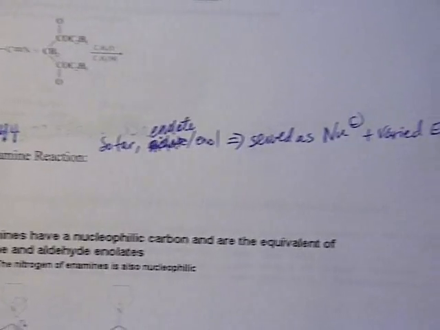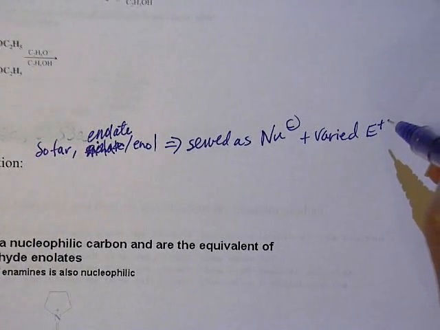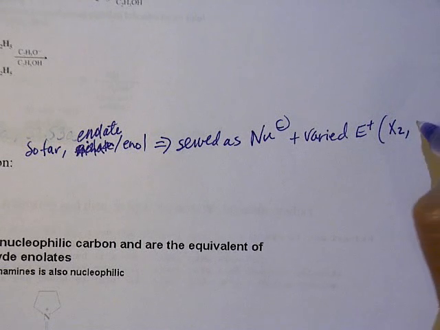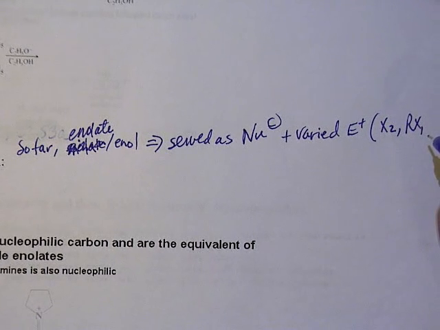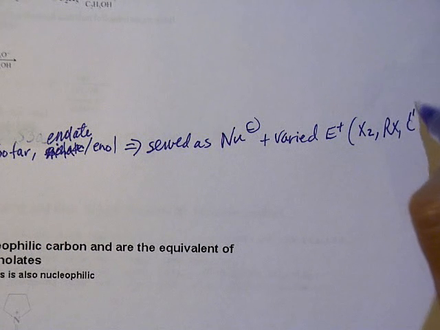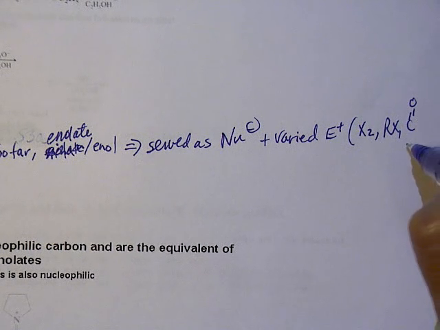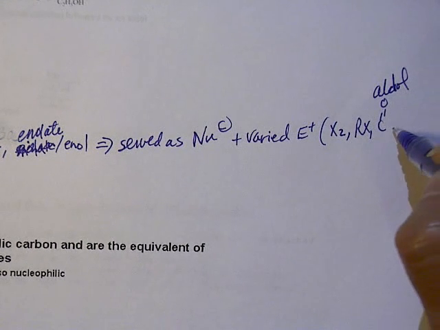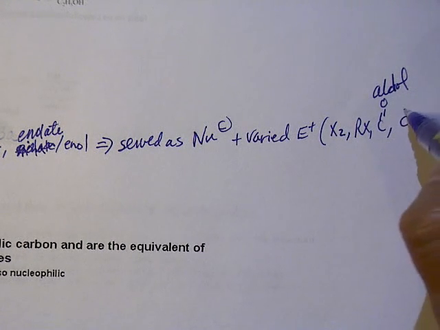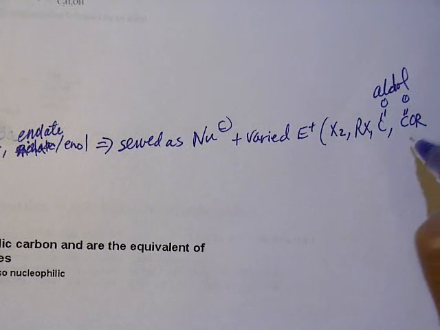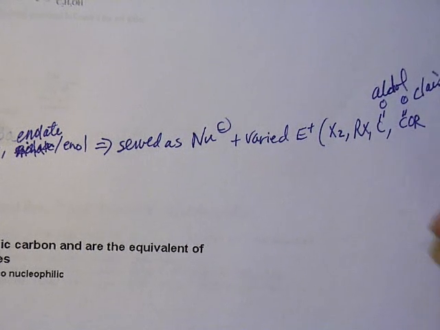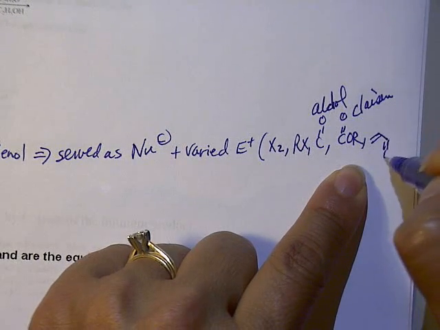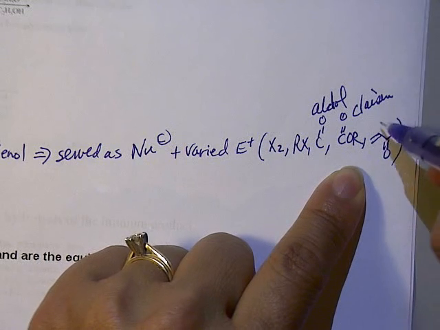So the electrophile that was used, for example, halogenation. We looked at alkylation with the alkyl halide. We looked at aldehyde and ketone for aldol, so the carbonyl served as an electrophile. We looked at esters in Claisen. And lastly, we looked at alpha beta unsaturated carbonyls in Michael.